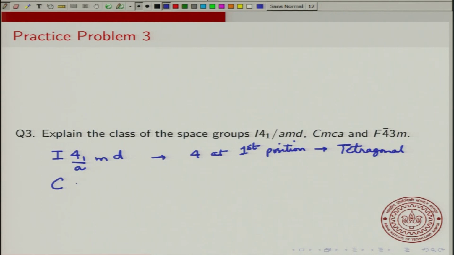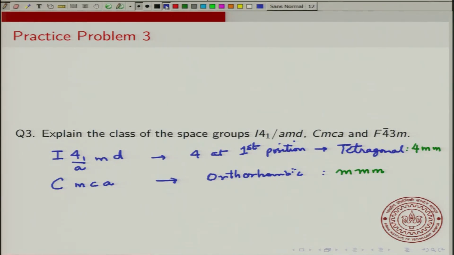Similarly, if you look at C m c a, now there are 3 mirrors, and you can have a C centered. So, this has to be orthorhombic. What I should say is the crystal system. So the crystal system is orthorhombic, and the crystal class is m m m. Here the crystal class is 4 m m.